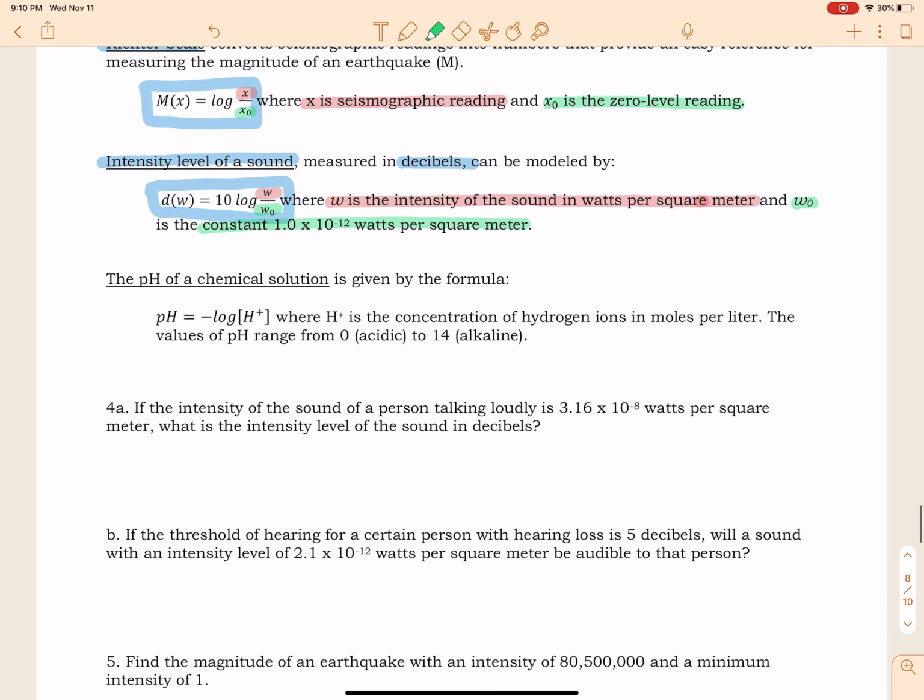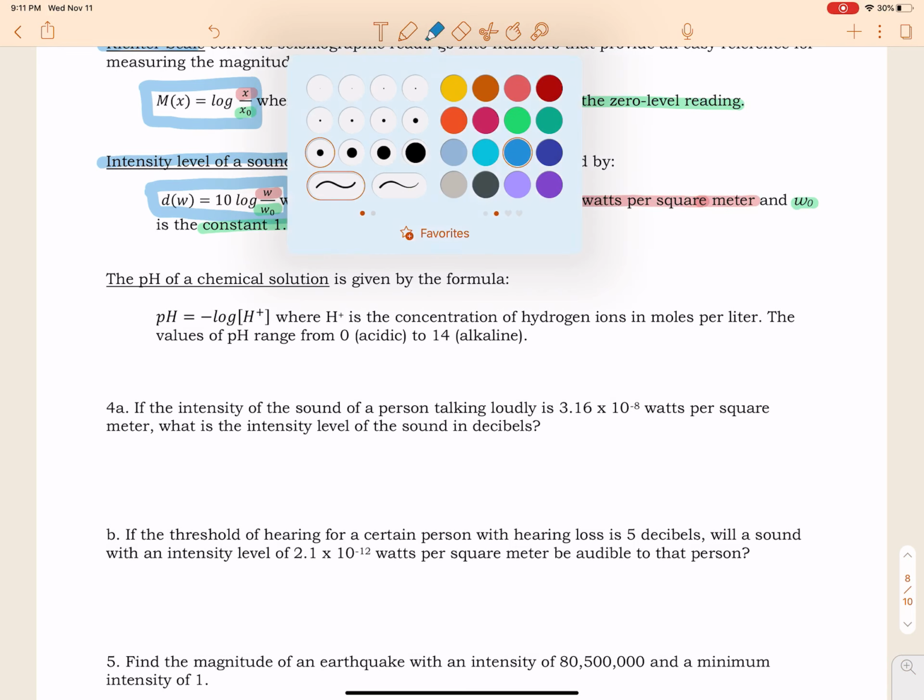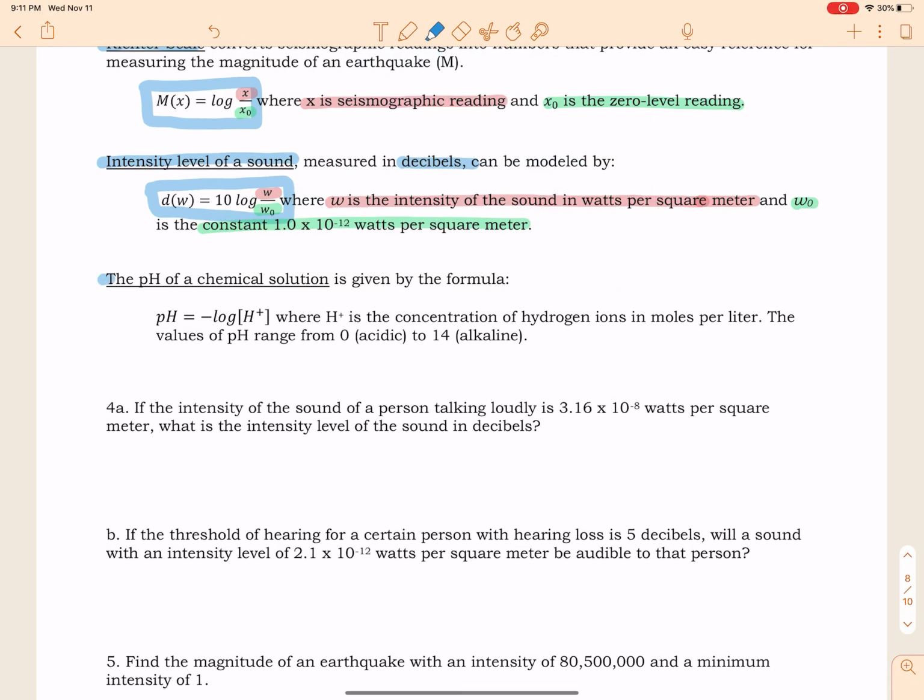So moving on here, we're also going to look at an application for the pH of a chemical solution. So the formula we have for pH is going to look just like this. We're going to have negative log of H plus, where H plus is the concentration of hydrogen ions in moles per liter. All right, so remember, if you remember this from science, great. If you don't, I'm going to talk about it.